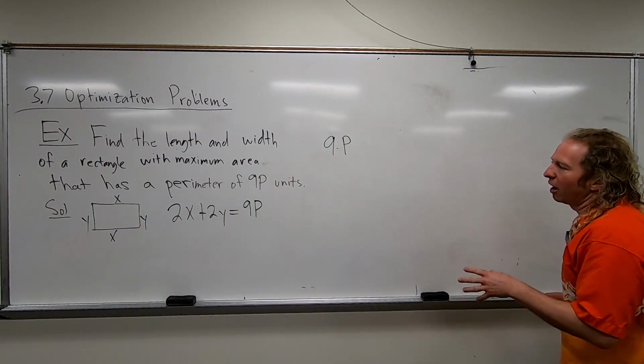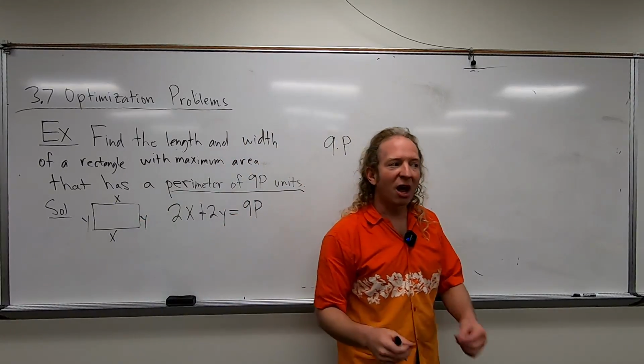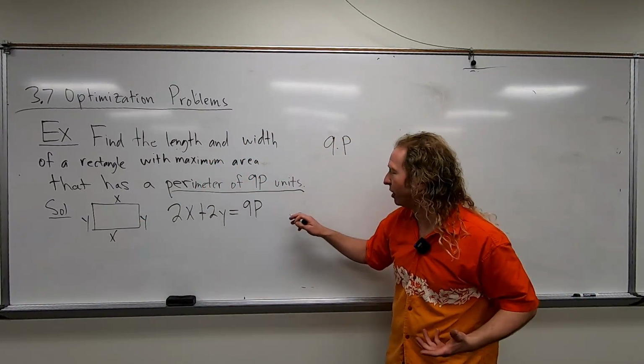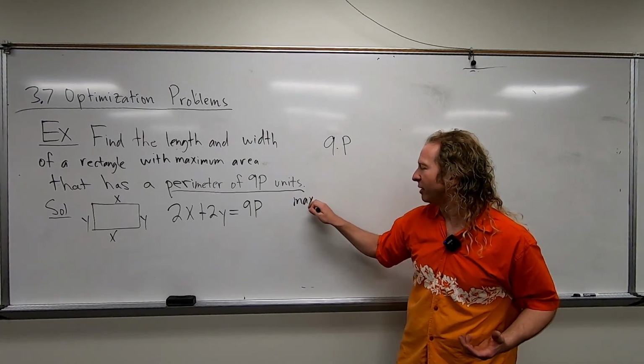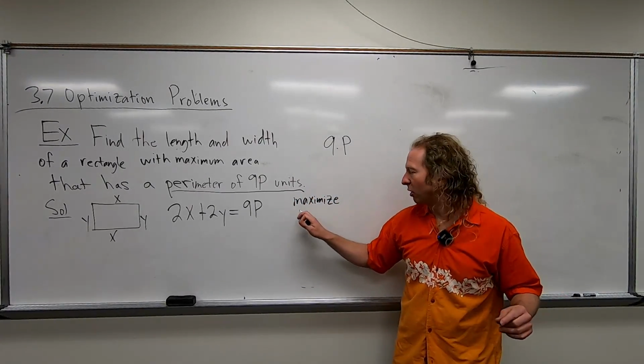Okay, so that's the given information. We're given the perimeter. We've written that down. We drew a picture. So now, what are we trying to do? We're trying to maximize the area. So the goal here is to maximize the area.